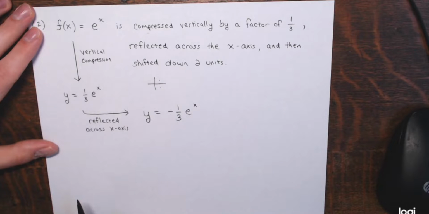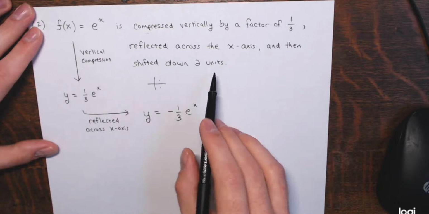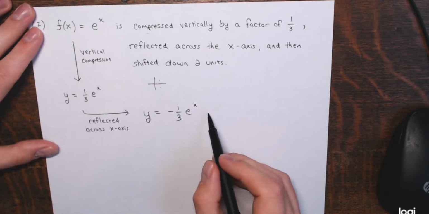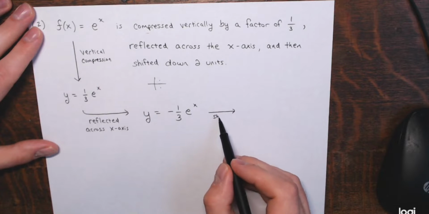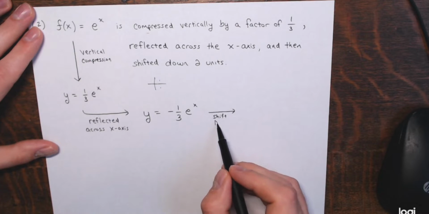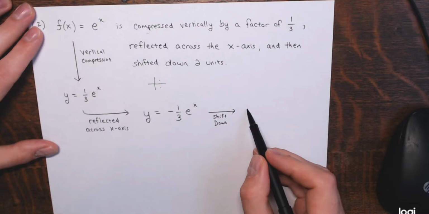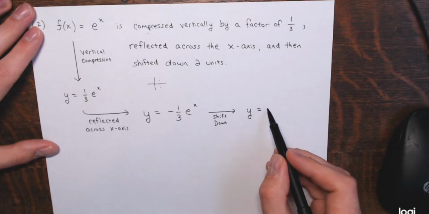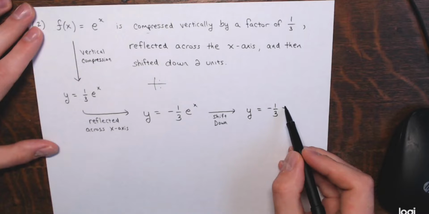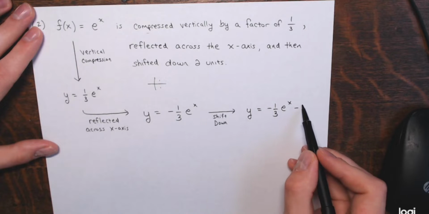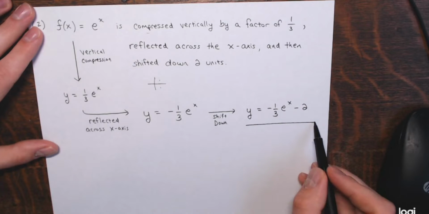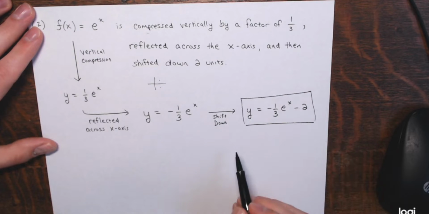And then finally, shift it down 2 units. Just take the previous and move it down, right? So shift down 2 units. Our final function is y equals -1/3 e to the x, and then -2 afterwards would shift it down 2 units. Right? All right, and let's see what this looks like.